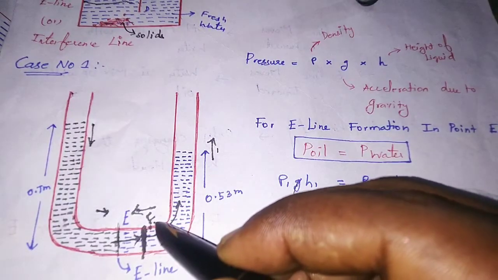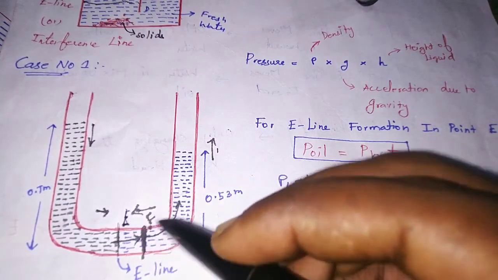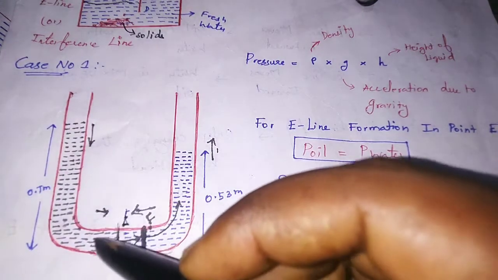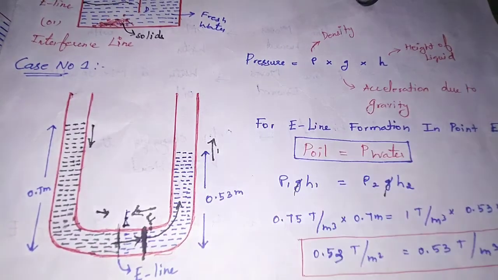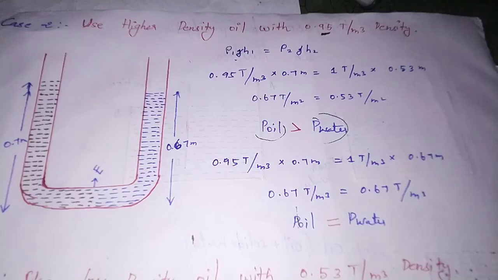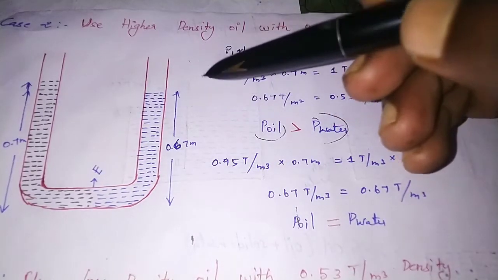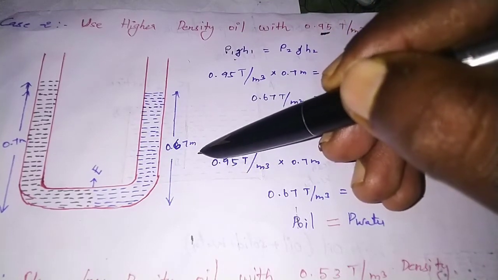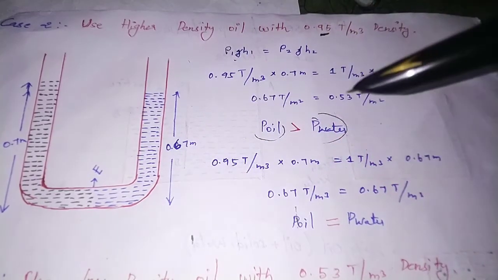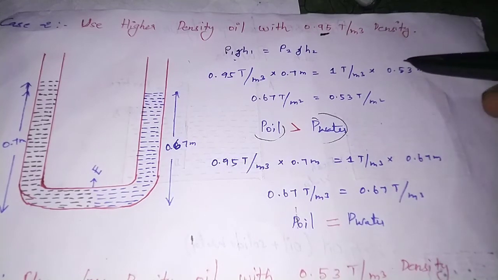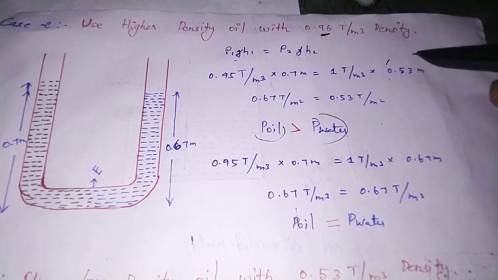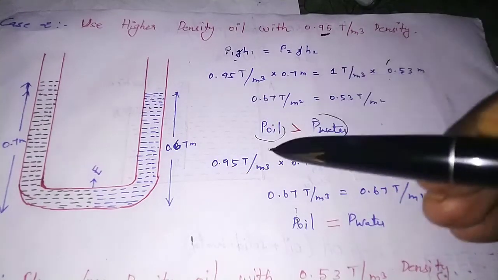If E line is formed in F, it is possible that the oil will pass to the water side and mix up with each other. To prevent oil and water mixing each other, we can re-establish the formation of E line at point E. To re-establish the formation of E line at point E, we can increase the water head to 0.67 meter. For example, in case 1, we use a water head of 0.53 meter. In case 2, we increase 0.53 to 0.67 meter.